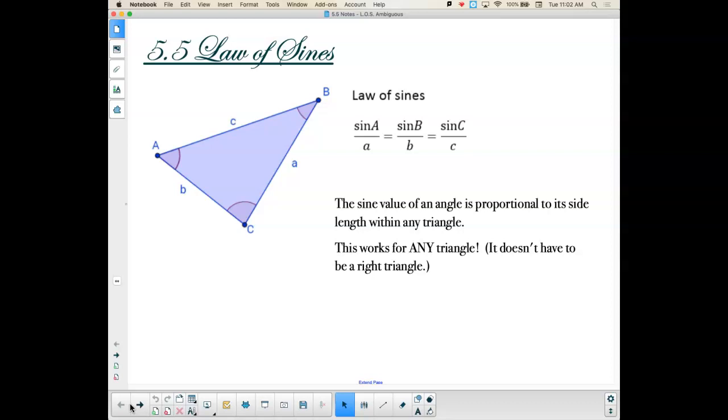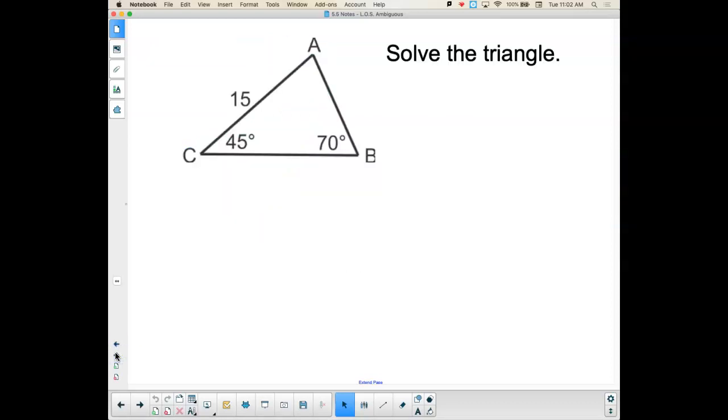Okay? So with that being said, let us refresh our memories and let's solve this particular triangle for us using the law of sines.